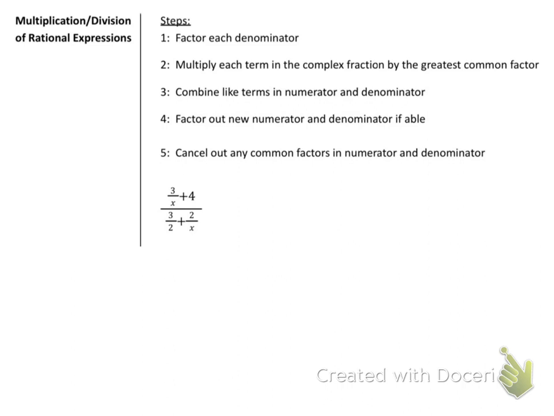Okay, so now we're talking about being able to simplify these things. This whole idea of fractions in fractions, so like a division inside a division. This is unpleasant to look at. We want to make sure that we clean this up. So we're going to factor each denominator if possible. So if we can clean things up, we're going to clean things up as we go. Then we're going to multiply each term in the complex fraction by the greatest common factor. I'll show you what that means. Combine like terms in the numerator and the denominator, factor out the new numerator and denominator if able.